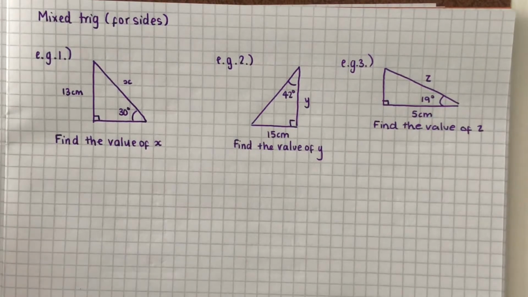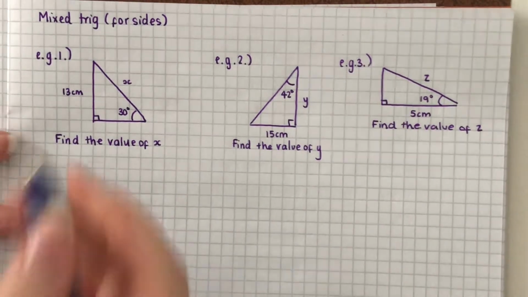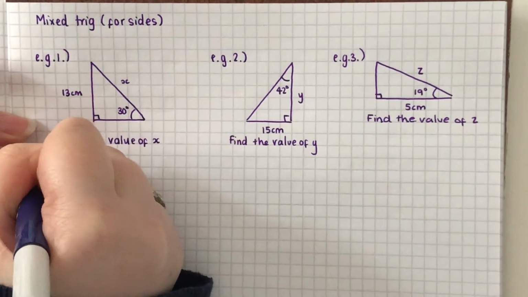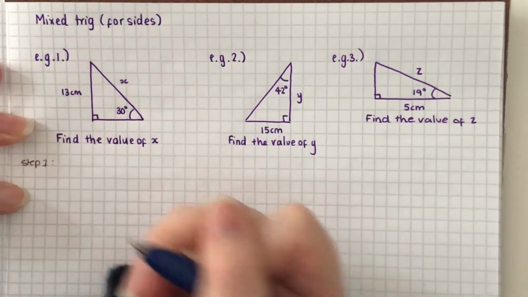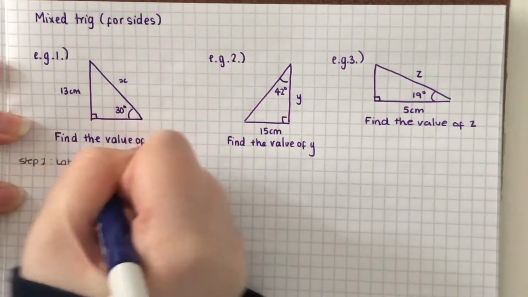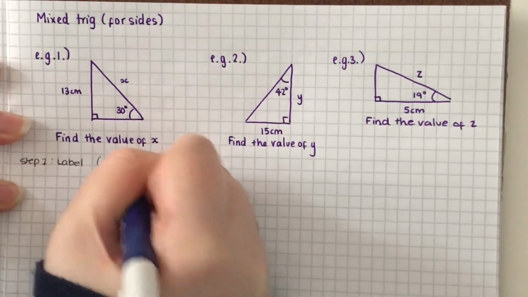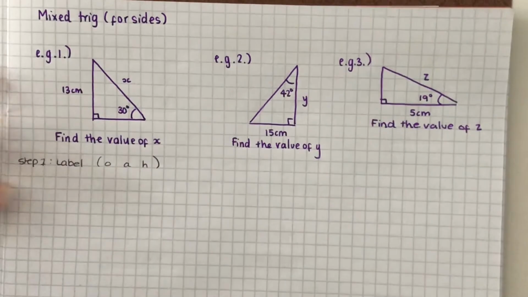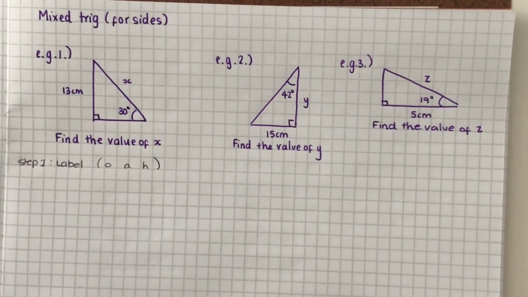Okay, so the first thing we need to do with these is label it. I am going to add steps just because I know some people like to follow steps when they go through this. So first thing we need to do is label, and by that I mean the opposite, the adjacent and the hypotenuse. So I always write it as O, A and H.